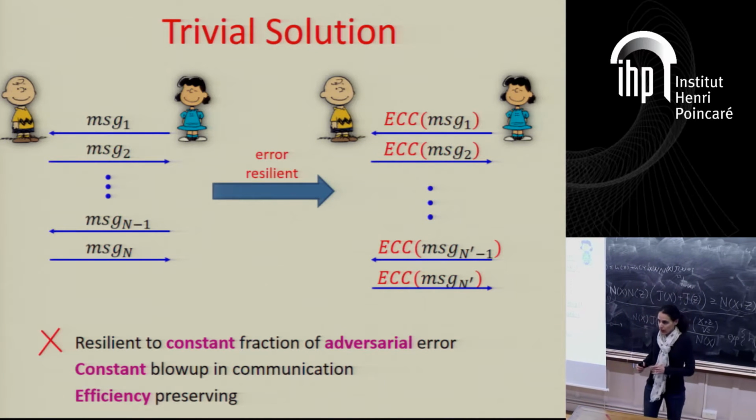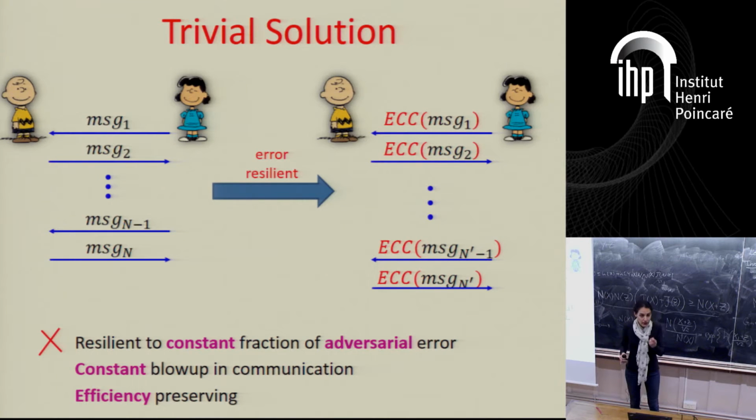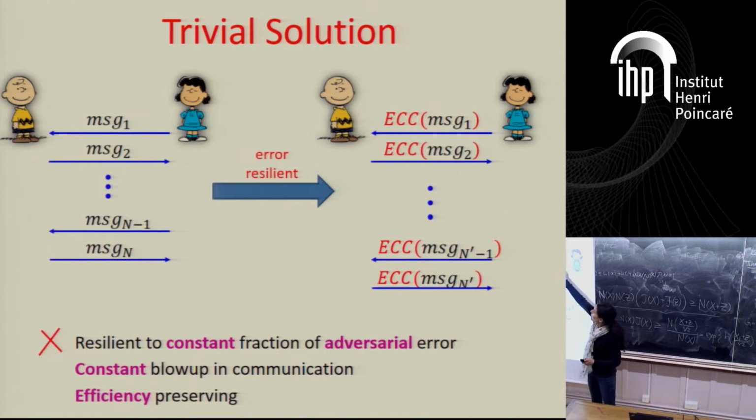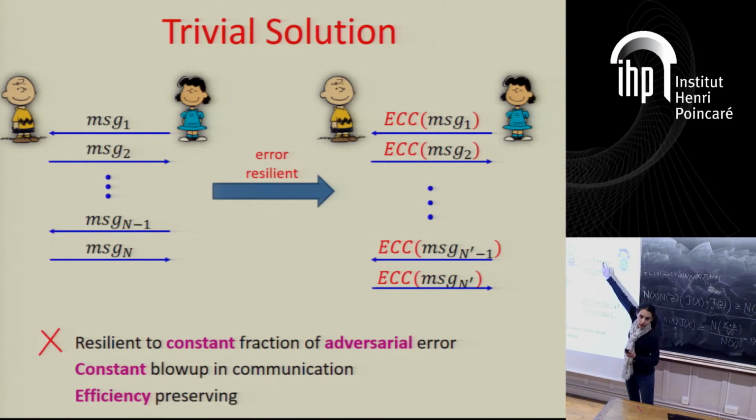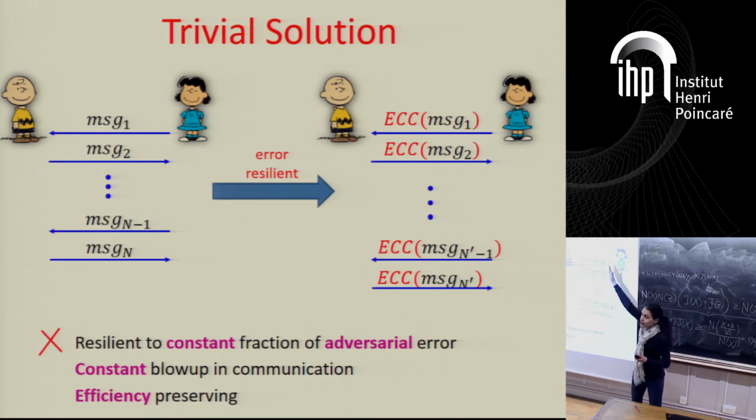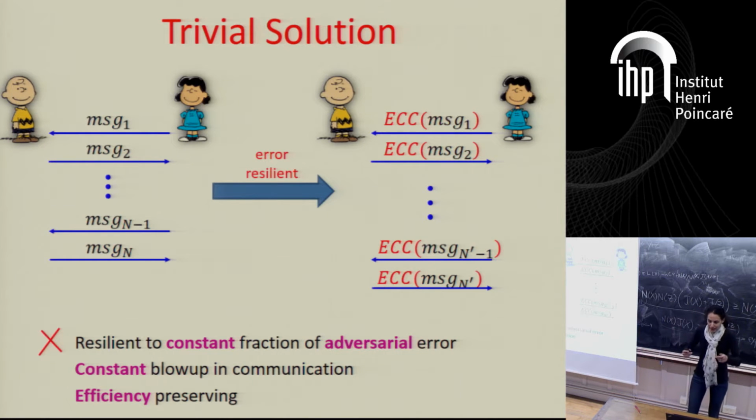Okay? But I just want to say that even for random error, this doesn't work, because if here you have only one bit, and we want to preserve only constant blow up in communication, then this encoding needs to be only constant. And so with constant probability, it'll be flipped again. So this idea of doing a local encoding won't work. We need a global mechanism of encoding.